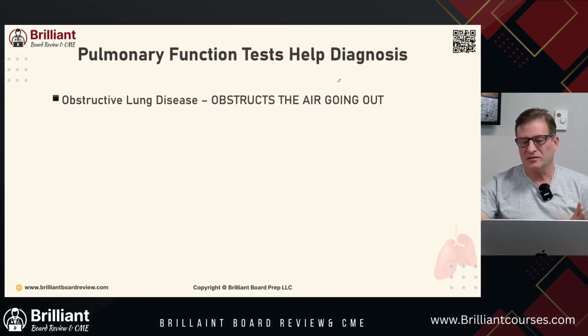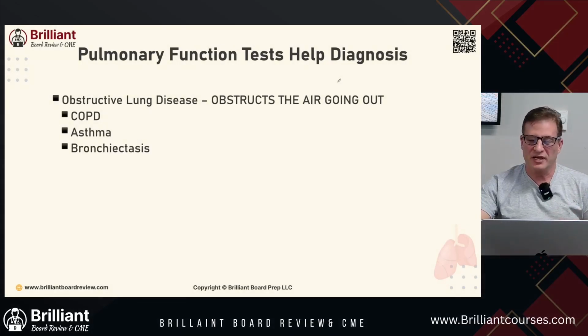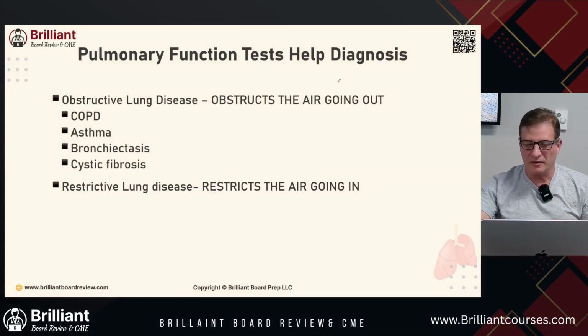We're going to repeat these things a lot, so that we can help understand these diseases and make it super easy when we get nervous taking our board test. So COPD is an example of this. Asthma is another example. We'll learn how to distinguish between the two from another portion of the pulmonary function test. Bronchiectasis, and cystic fibrosis can have obstructive lung disease. Air gets in, but it's hard for it to get out.